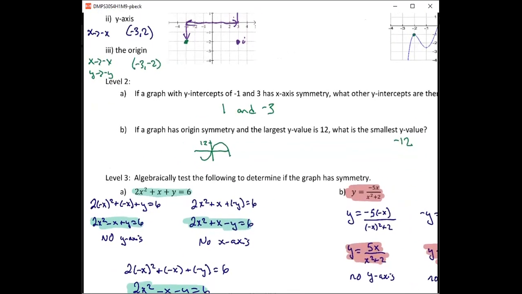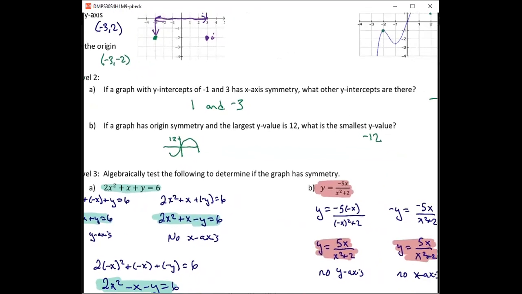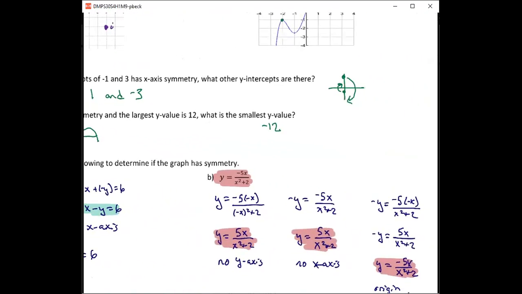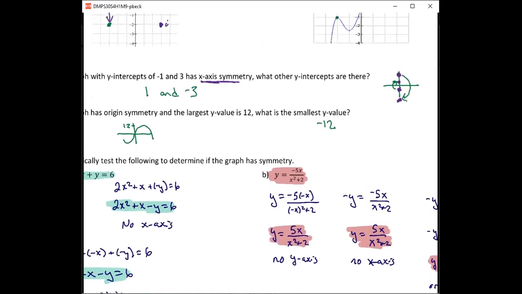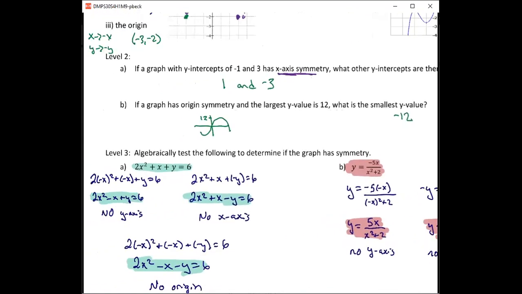For the second problem, if a graph has y-intercepts of -1 and 3, so if our y-intercepts are -1 and +3, and we do have x-axis symmetry, what are the other y-intercepts? Well, if it has x-axis symmetry, this point up here would have a matching point down here. This y value would have a matching point right there, so we would now have 4 y-intercepts. So we negate the y values.